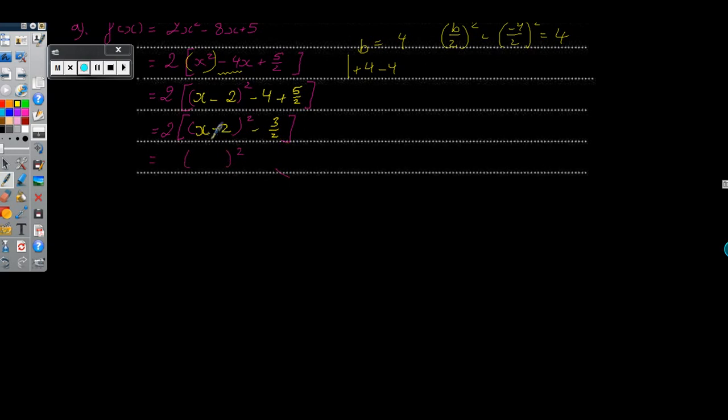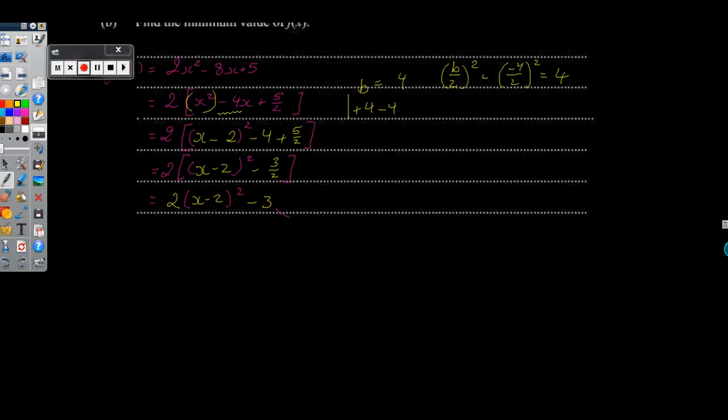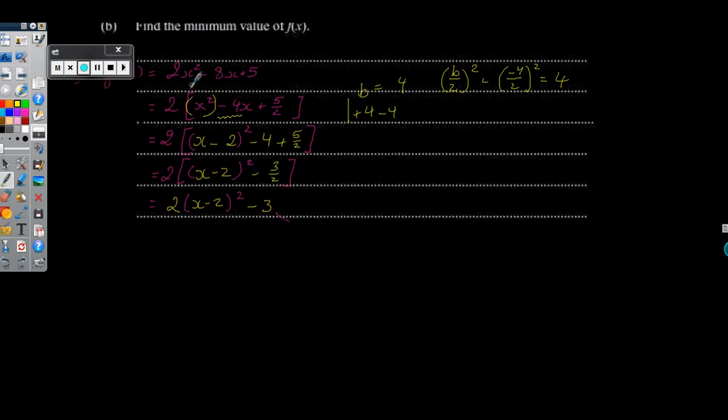And then I can finally simplify it a little bit further by multiplying out again. So I'm obtaining 2 times (x minus 2) in brackets squared minus 3. Now take the time to expand this and check that you get back to the original expression here.